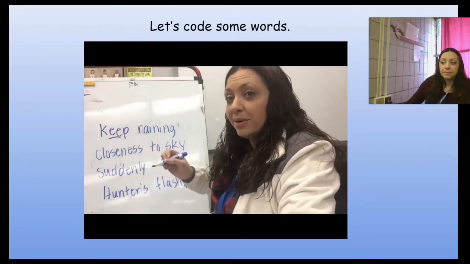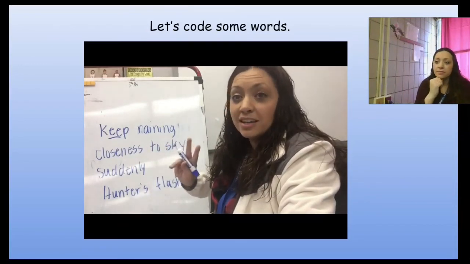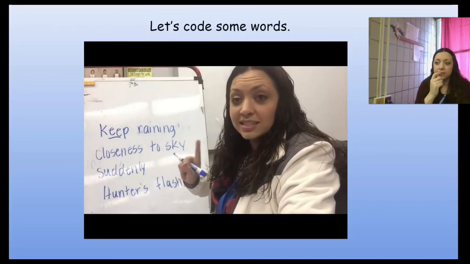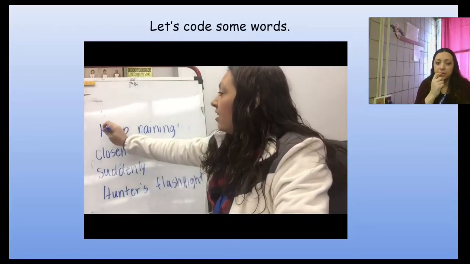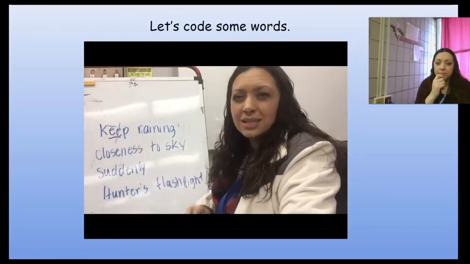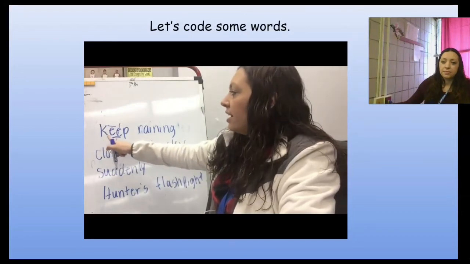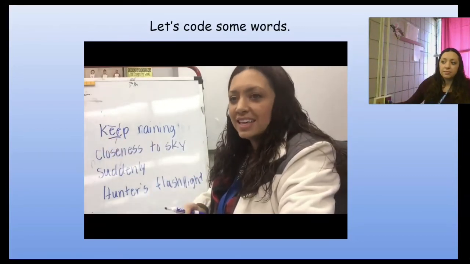And then remember, when E and E get together, it says E, because we say when two vowels go a-walkin', the first one does the talkin'. So I'm going to make that long E sound, and I'm going to cross off the other one. So that way when I read it, I don't say E-E, it just says E. So now I have k, eep, keep, very good.